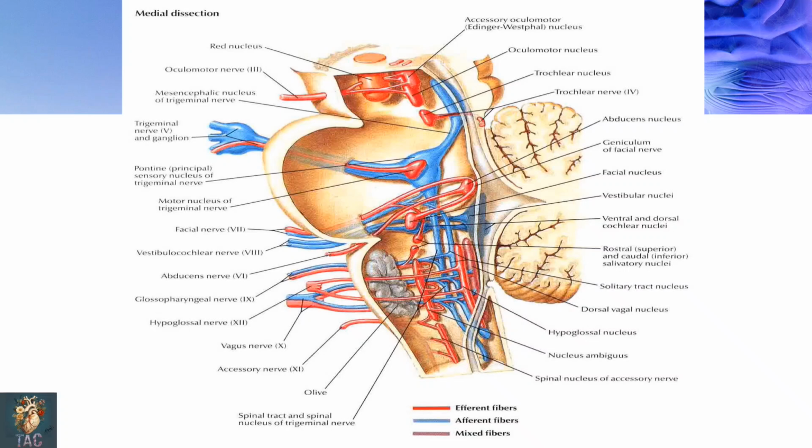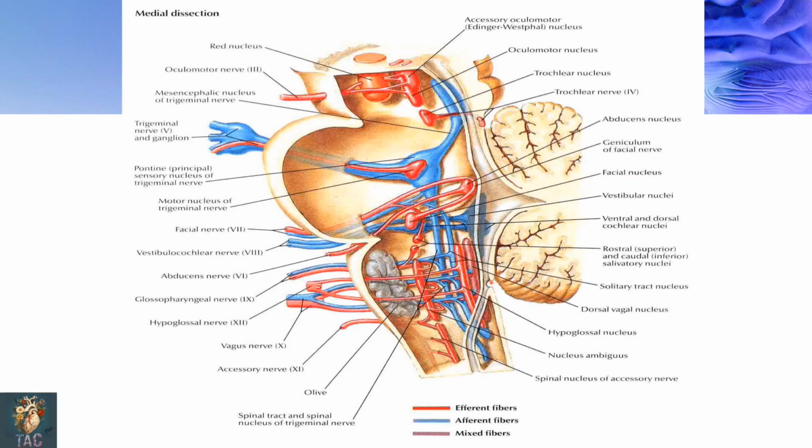Then at the level of the pons, in red color you can see the motor nucleus, and in blue color you can see the sensory nucleus of the trigeminal nerve. You can also see this is the mesencephalic part, this is the principal part, and this is the spinal part of the trigeminal nerve nucleus. Then you can see the facial nerve nucleus and its fibers which are turning around the nucleus of the abducent nerve. Now this area is the vestibular nuclear complex, and then the cochlear nuclear complex. So this is the area where the vestibular and cochlear nuclear groups will be present.